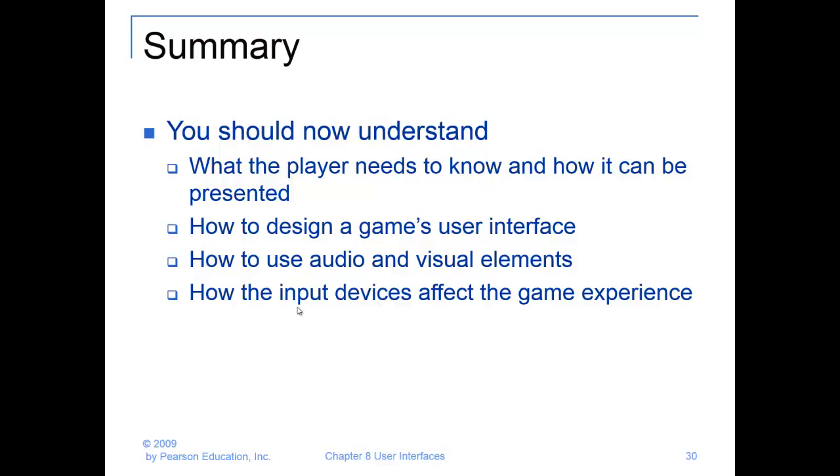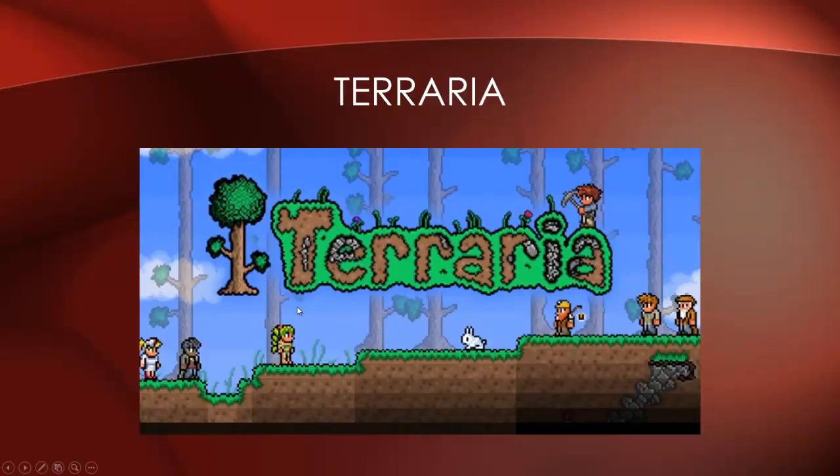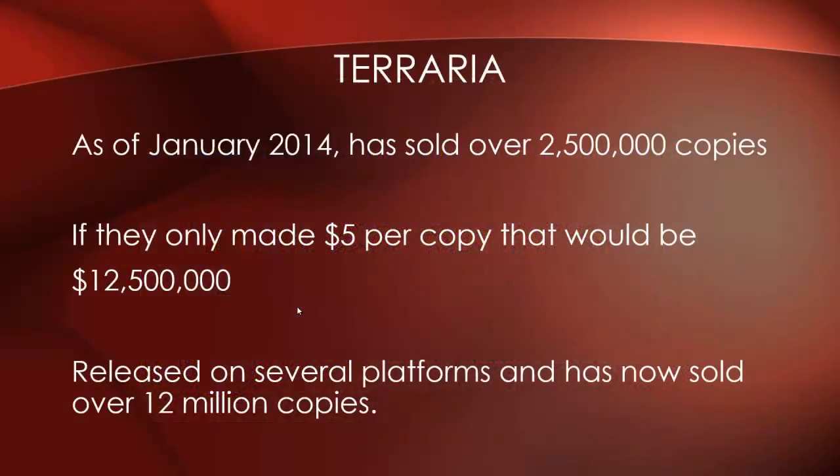All right, the first one is Terraria. Most of you guys have heard about this. After Minecraft came out, years later, Terraria came out, and it was just a 2D game. You kind of dug and you made blocks and you kind of built stuff. But as of January 2014, it sold over 2.5 million copies. So now Terraria sold for $20, I think, at first, or maybe even 25. So if they only made $5 per copy, that would be $12.5 million.